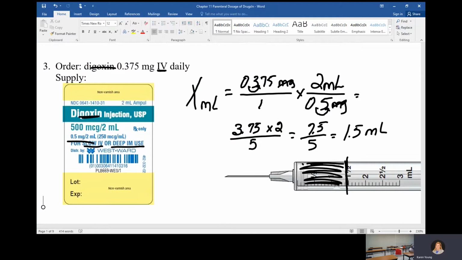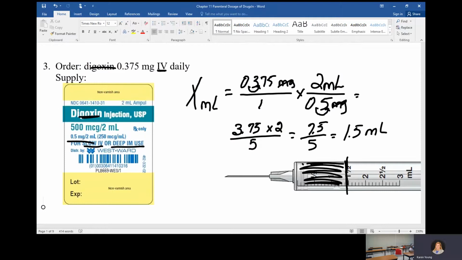Why couldn't you just do 0.375 and cross multiply? Well, you're not going to cross multiply, you just multiply straight across. You could do that. I just don't like putting that many decimals in my calculator because I always seem to make a mistake. But you can do that. You can do 0.375 times 2, then divide it by 0.5, and you should still get the 1.5.